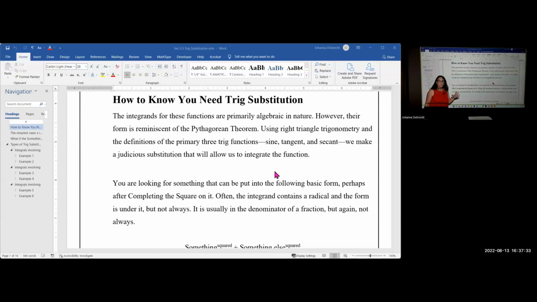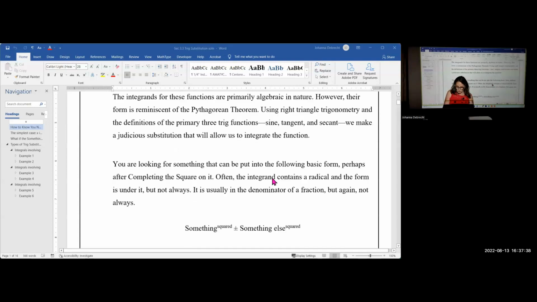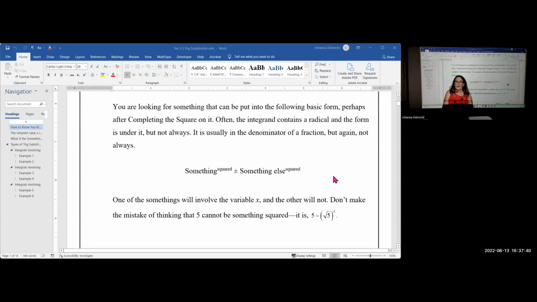And then we'll be able to use right triangle trigonometry and the definitions of the trig functions in order to make good substitutions that will let us solve them as integrals of something involving theta. So we're looking for something squared plus or minus something else being squared, where one of the somethings has the variable in it, the independent variable, which is usually x. So when we're starting, a lot of times it's in the denominator of the integrand, and the denominator of a fraction. It may or may not be under a radical as well, but not always.